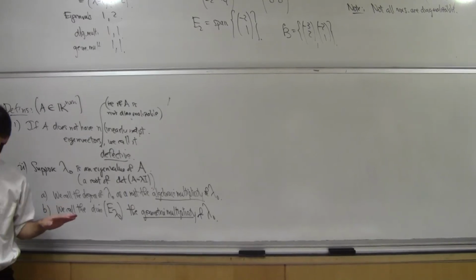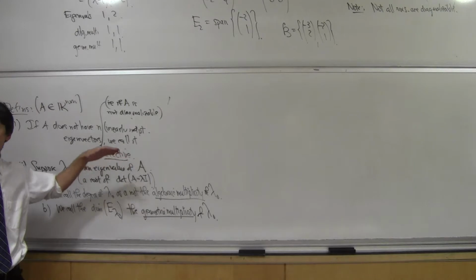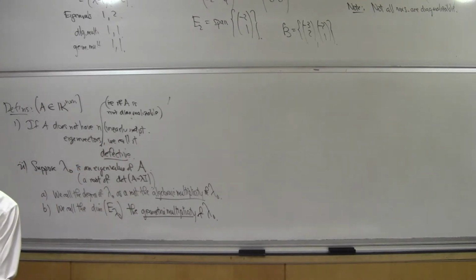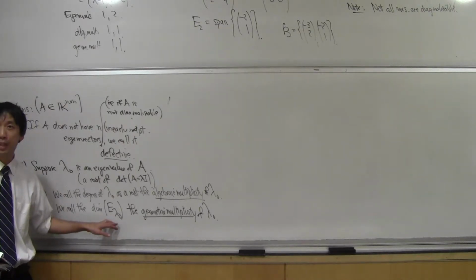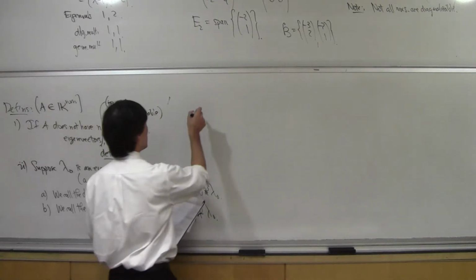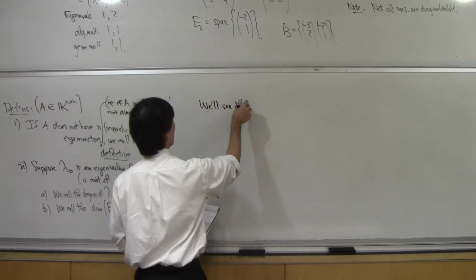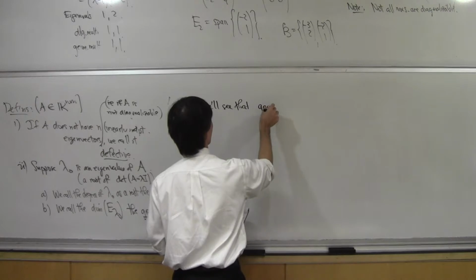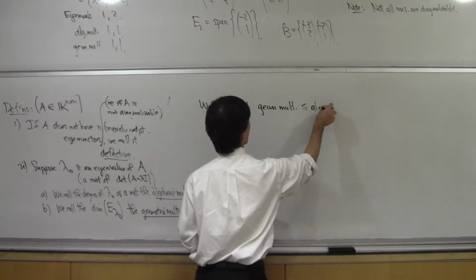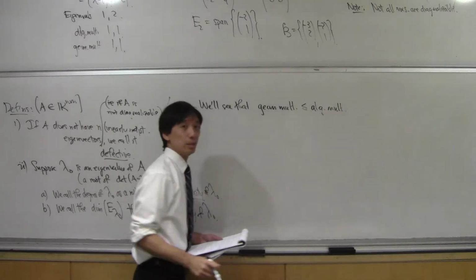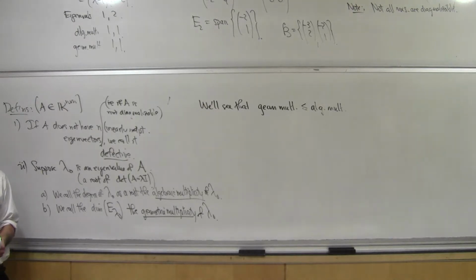Okay, everybody getting the distinction? There's algebraic multiplicity, the degree of your root as a root of the characteristic polynomial. There's geometric multiplicity, the dimension of the eigenspace. We'll see in a second that the geometric multiplicity is always less than or equal to the algebraic multiplicity.